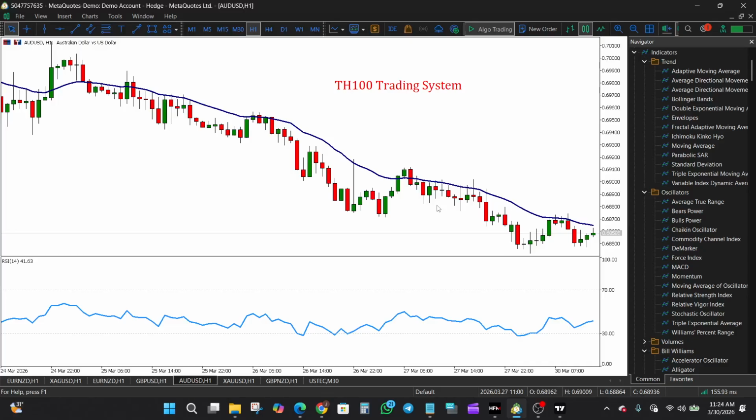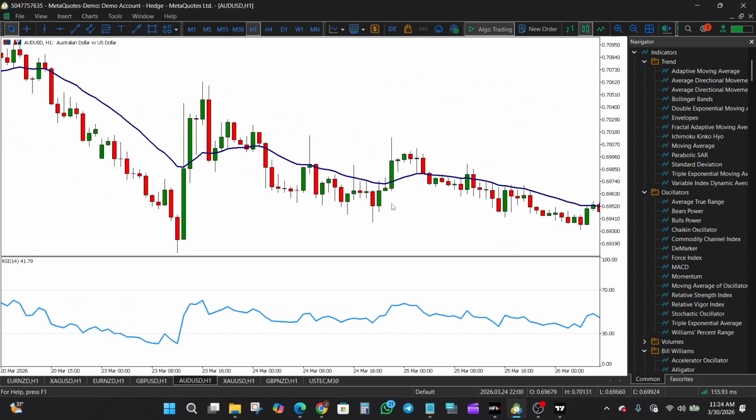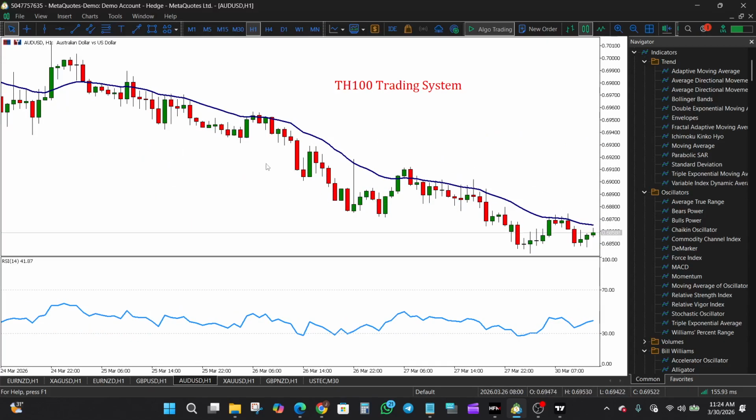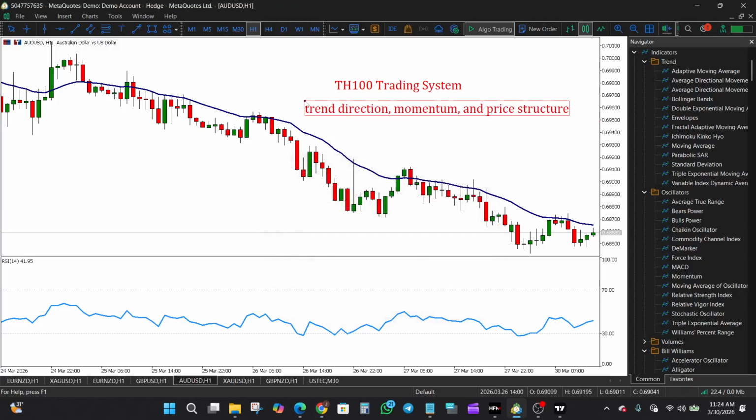The trading system has a goal to filter out weak signals and focus only on strong market moves. So traders using this system look for alignment between indicators before taking a trade. When the trend direction, the momentum, and the price structure all agree, remember these three things: trend direction, momentum, and price structure. These are the three things that you want to make sure align before you take a trade.